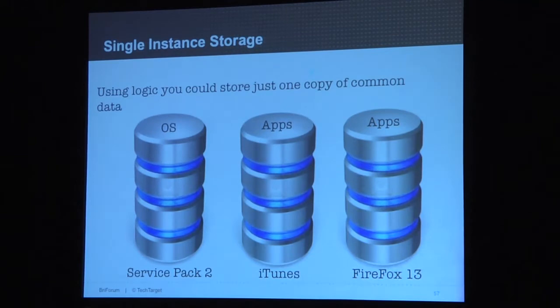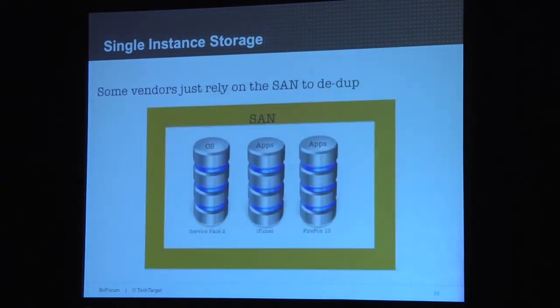I think that'd be really important, and the only reason I bring up iTunes is because every single time a vendor did a presentation for me, they talked about a user installing iTunes, which is gigs and gigs of data, apparently. So if that happens, you only want one copy of iTunes out there if they're all identical, or one copy of Firefox 13, or something else like that. Other vendors are not this sophisticated yet, and what they tell you is to turn on your SAN to just dedupe those blocks in the background.